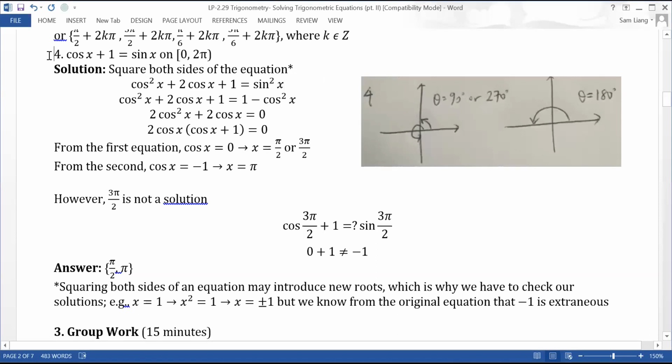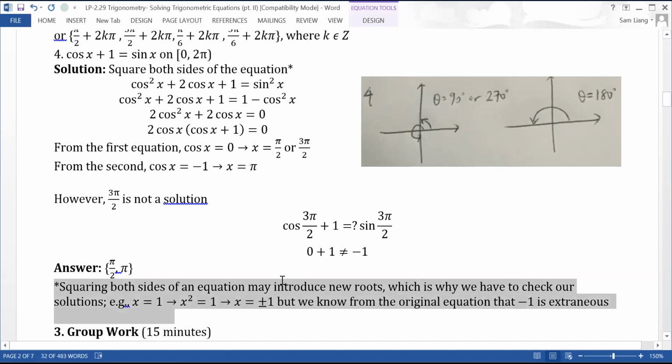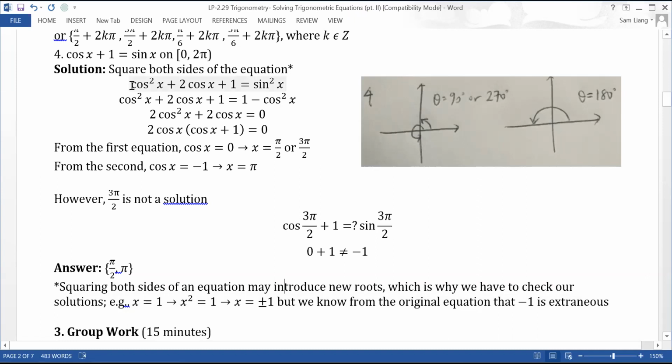4. So here we have cosine x plus 1 equals sine x, and here we're going to solve over 0 to 2 pi. So not all solutions. In other words, we don't have to add like 2k pi, etc. First thing we're going to do is square both sides of the equation, and notice here there is an asterisk. At the bottom, I leave a note there. I'll mention that later. But for now, let me just go through the algebra.